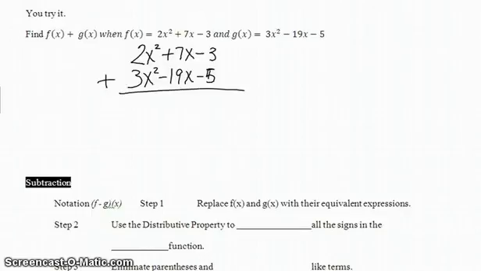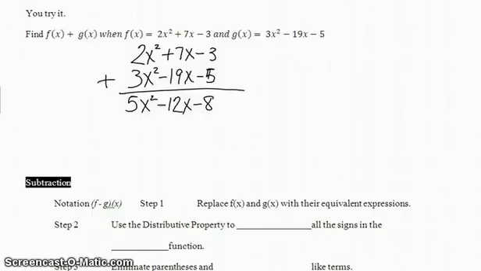3 plus 2 is 5. I have 5x squared. 7 minus 19 minus 12x. And negative 3 minus 5 is negative 8. So the solution is 5x squared minus 12x minus 8. I hope you did well here. If not, let me know next time we get together and we'll make sure we do several more examples.